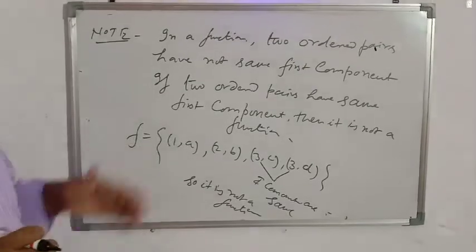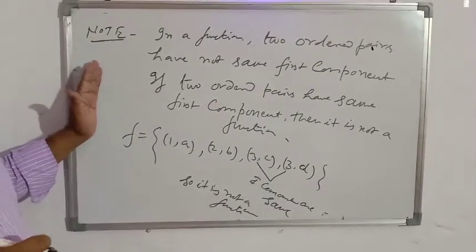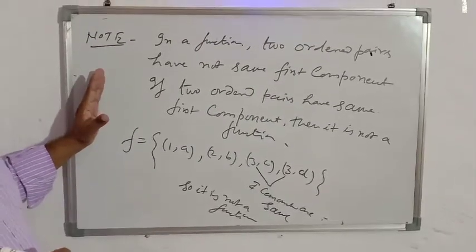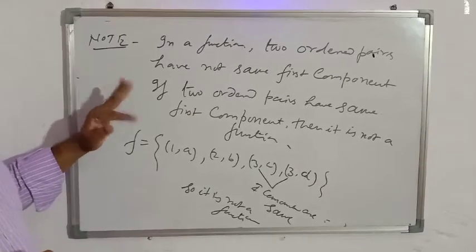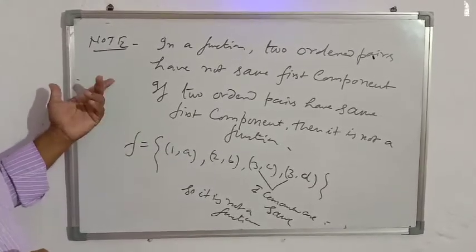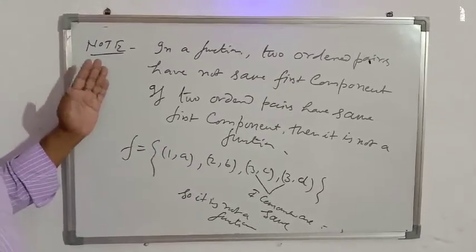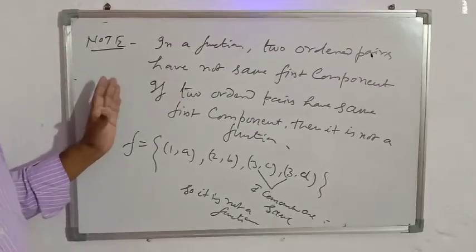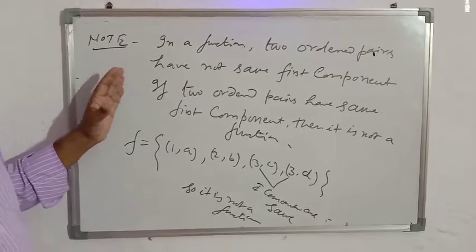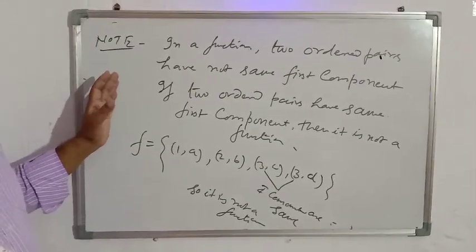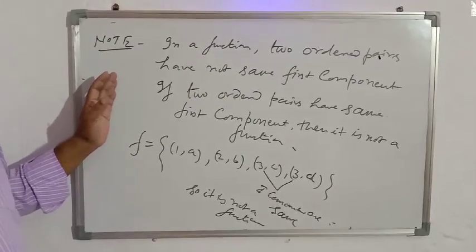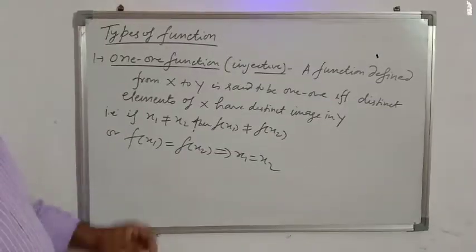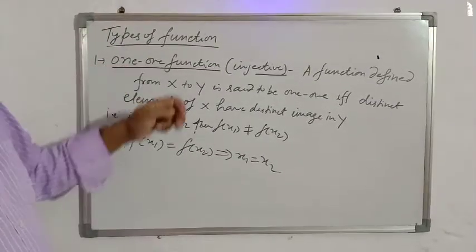So I have told you what a function is. Function is a special case of relation. Every relation is not a function, but every function is a relation. We covered the domain, codomain and range of a function, and with the help of a graph, how we can check whether a given graph is a function or not. Now we will see the types of function.